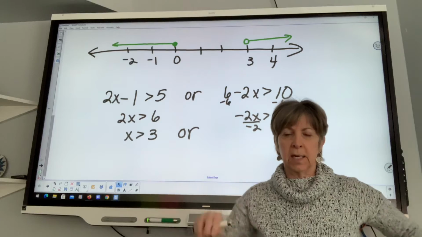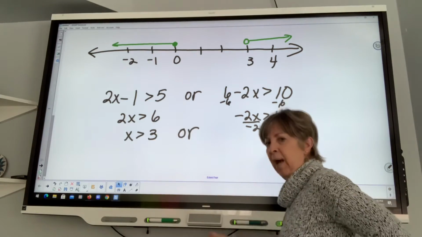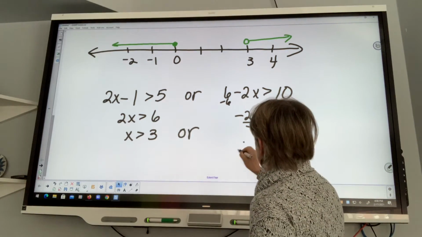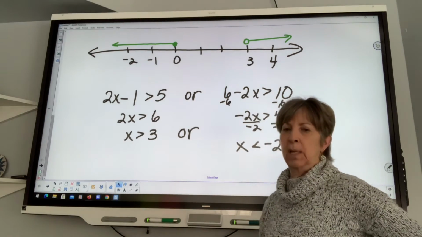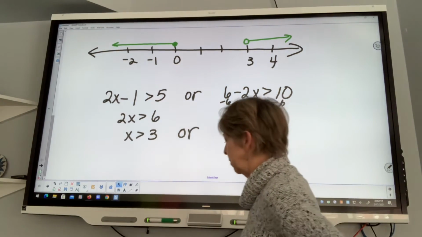Ding, ding, ding. Red light's flashing. I'm dividing by a negative. So that means I have to reverse my inequality, and I'm going to get x is less than -2.